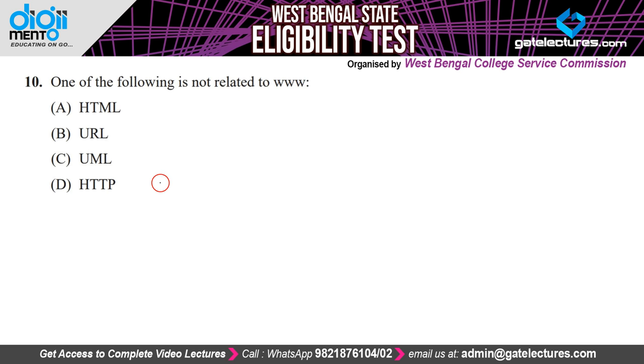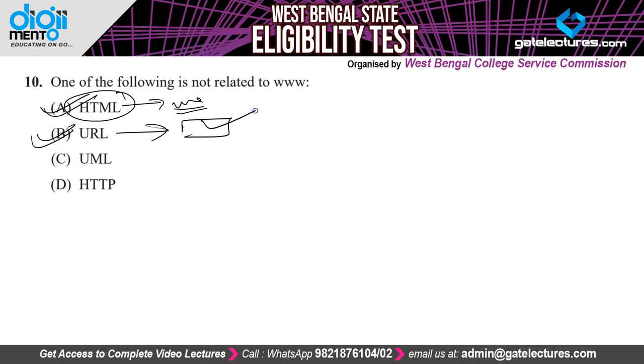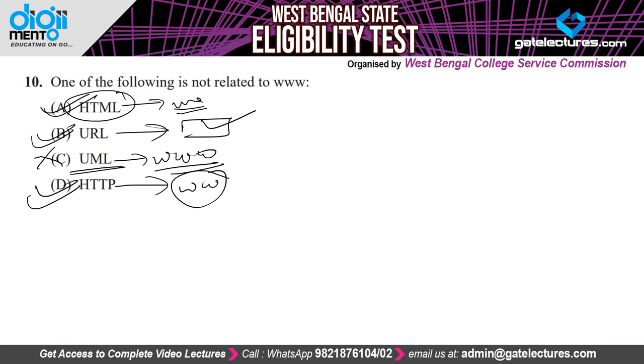Question number 10 is saying, which of the following is not related to World Wide Web. Option A is related because it is hypertext markup language. Web pages are written with hypertext markup language. Option B is also correct because URL is the web address of the website. Option C is wrong because UML is not used in WWW. It is something else. It is a different concept. And option D is correct because HTTP is hypertext transfer protocol that is also used in World Wide Web. So the correct answer here is option C because it is not related to the World Wide Web.